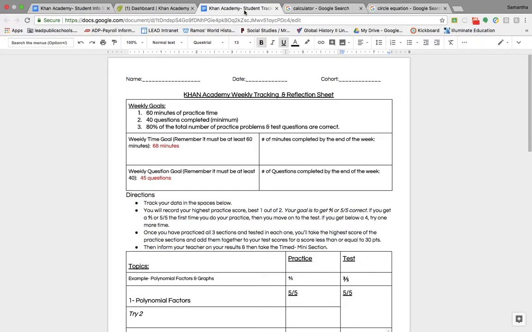Now, I want you to make notes. So if you see something on your sheet that you want to make a note about, annotate, please do so. If there's something I say and it's not on your sheet, please write it down if you think it's important for you. Do whatever is best for you. Weekly, everyone needs to do at least 60 minutes of practice time. Answer 40 questions, and of those questions that you answer, 80% of the total number of practice problems and test questions need to be correct. And we'll figure out how to do that actually now.